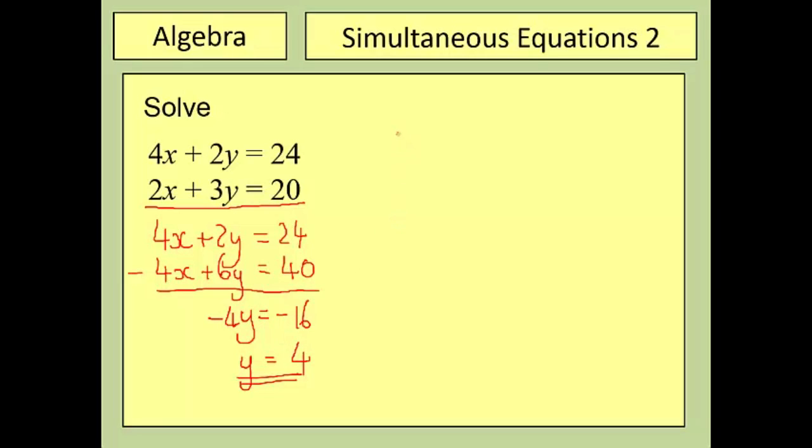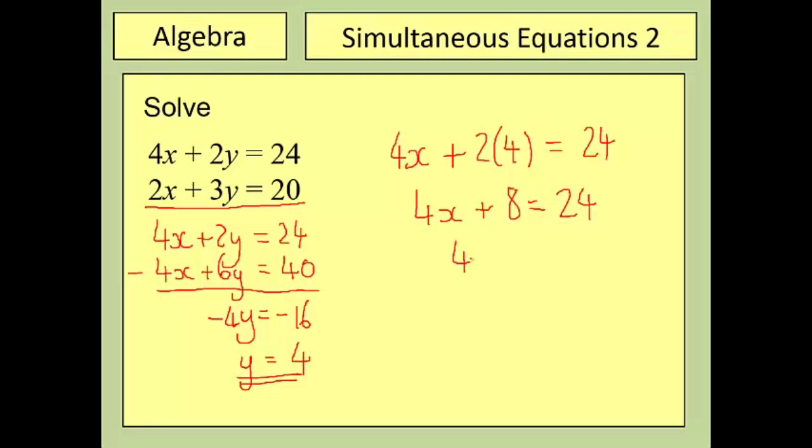So you take that and put it back into one of these. I'm going for the first one, so 4x plus 2y, but I now know that y is 4, equals 24, and then 4x plus 8 equals 24. So 4x is 24, subtract 8 from both sides, in which case 4x equals 16, and x also equals 4.